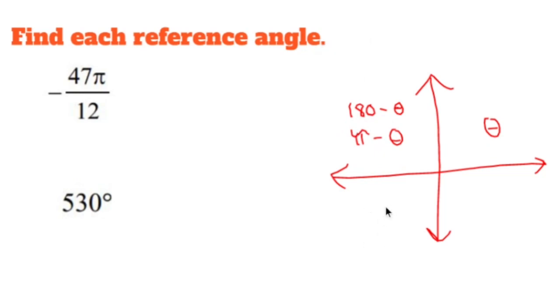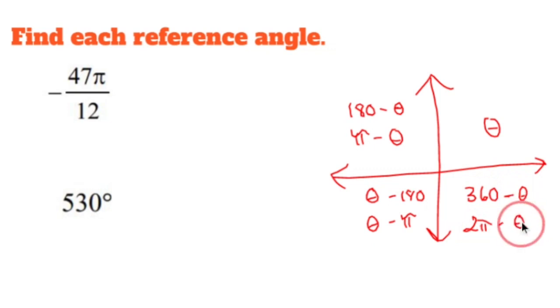If you're in quadrant 3, it's flipped. It's going to be the angle that you have minus 180, or the angle that you have minus pi. And if you're living over here in quadrant 4, your reference angle is found by doing 360 degrees minus your angle, or by doing 2 pi minus your angle.